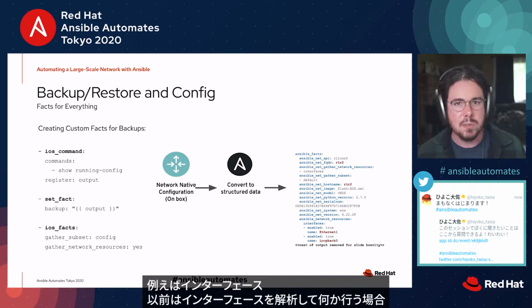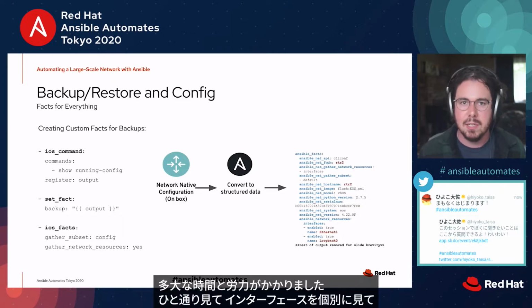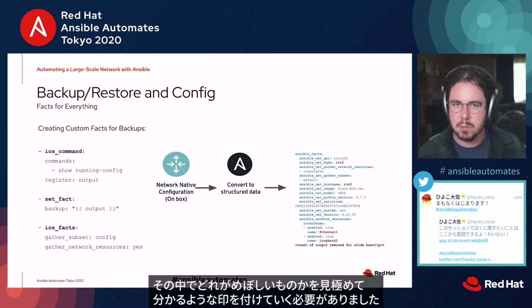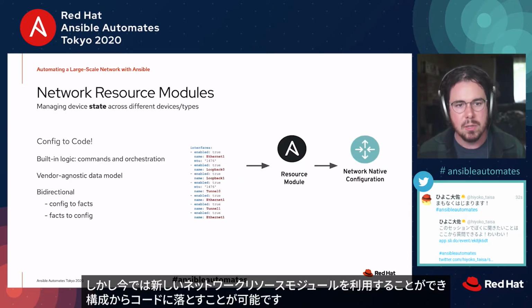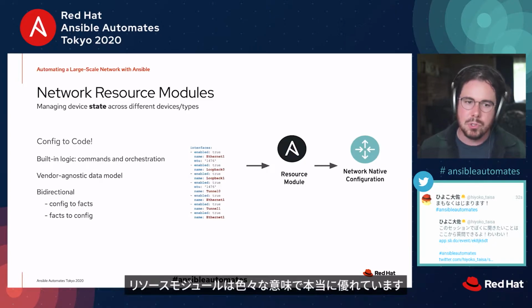For instance, interfaces. Back in the day, if you wanted to parse out interfaces and do something with that, that took a lot of time and effort. You would have to go through, look at your individual interfaces, determine which things in that were interesting, and then start making something with it. Whereas nowadays, the new network resource modules that we can use are our ability to get config to code. So resource modules are really cool in a couple of ways.